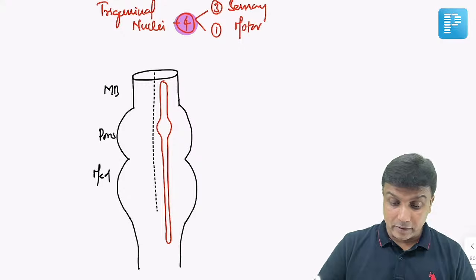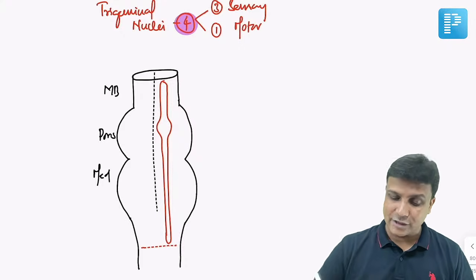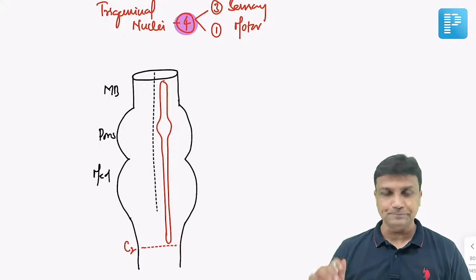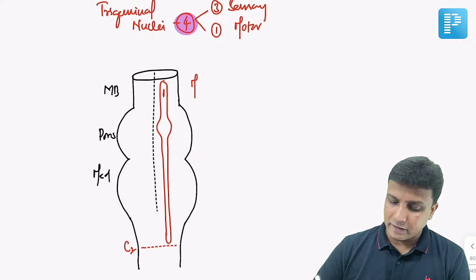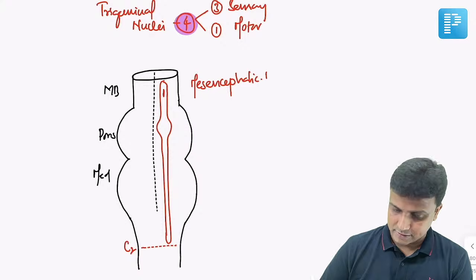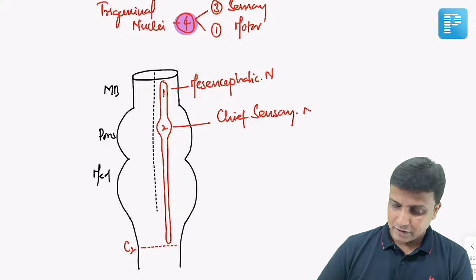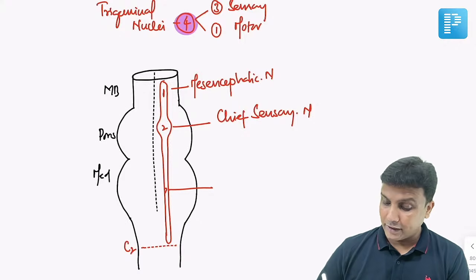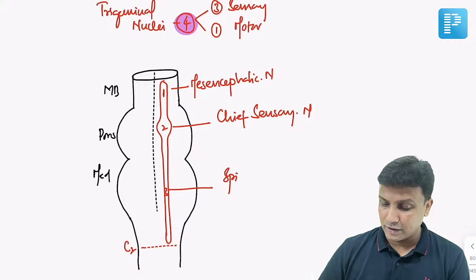And if you want to remember up to which level in the spinal cord it goes: up to the level of C2, the second cervical segment. Now this first nucleus, present in the midbrain, is also known as the mesencephalon, so it is the mesencephalic nucleus. The second one, present in the pons, will be the chief sensory nucleus or principal sensory nucleus. And the third one, present in the medulla oblongata and going into the spinal cord also, is the spinal nucleus.